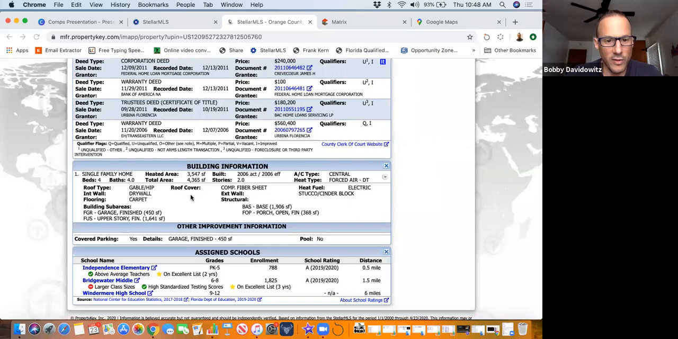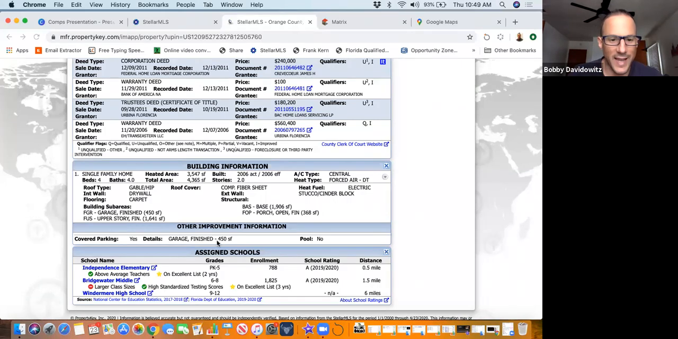Once again, here are the specs of the property. We know it's a 4/4. What I usually do when I look this up is just write it down on a little piece of paper. It's a 4/4, 3,547 heated square feet, built in 2006. It's a 2-story building, built out of block. Looking at this, it says pool: no. So it doesn't have a pool, it has a garage and all that good stuff.